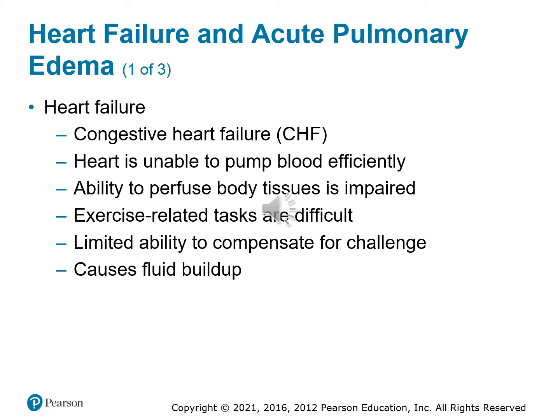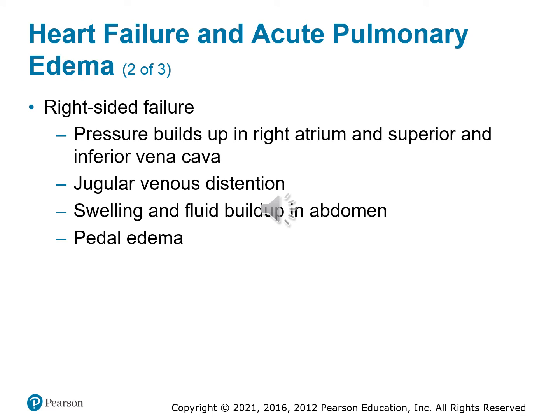When we have right-sided heart failure, the blood is backing up, and we are going to notice certain symptoms. So in right-sided heart failure, what are we going to see? We're going to see pressure building up in the right atrium and the superior and inferior vena cava. Remember, it's backing up. So what leads to the right side? We've got jugular vein distension. We've got swelling and fluid buildup in the abdomen. Many of these patients are going to have swollen ankles and feet.